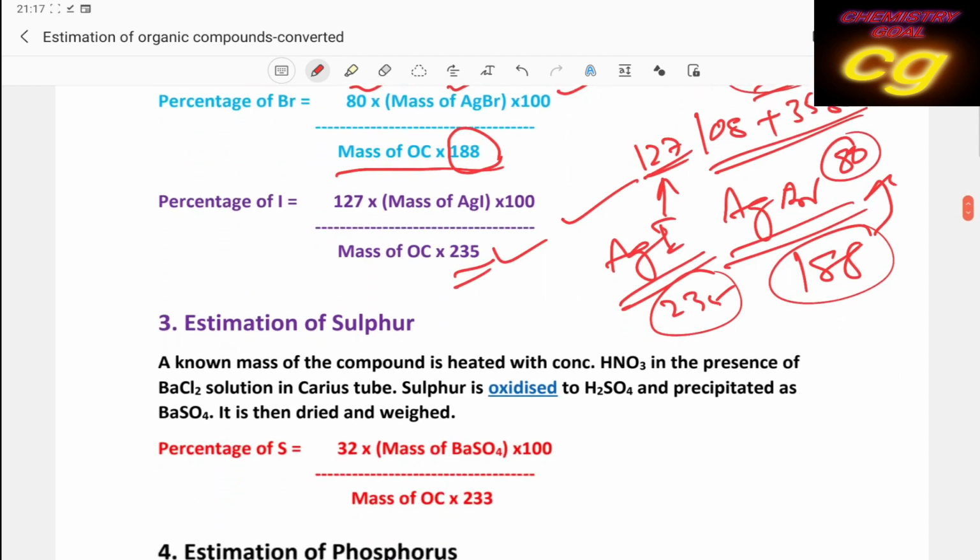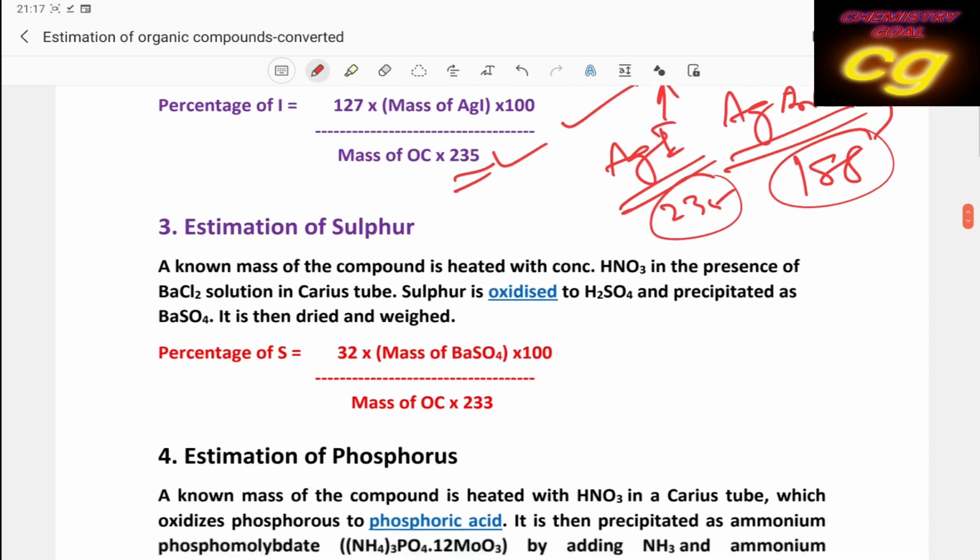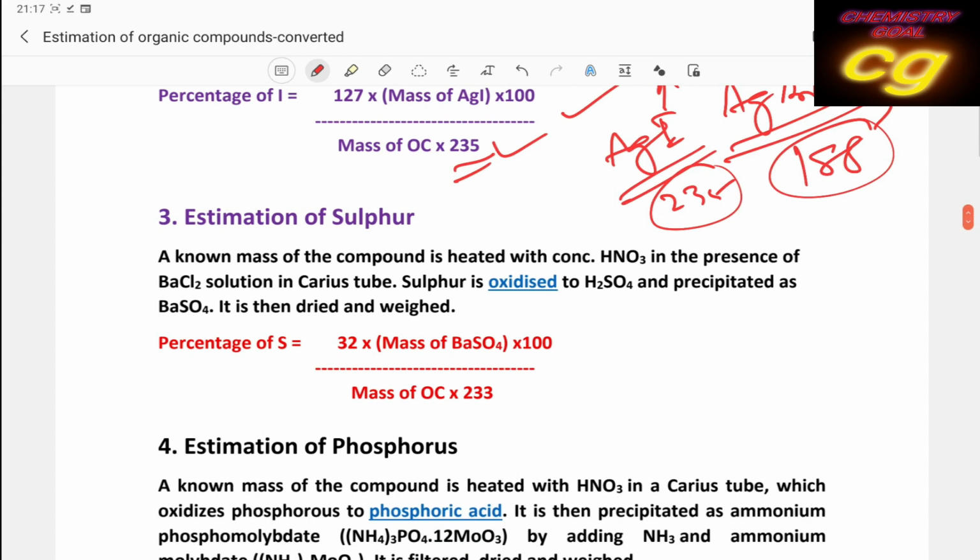Next part is we will discuss the estimation of sulfur. Same as before, the organic compound containing sulfur will be heated in the presence of concentrated nitric acid, because concentrated nitric acid is a very important reagent which oxidizes and decomposes the organic compound into the corresponding compounds of the elements it contains. As it contains sulfur, nitric acid, a very strong oxidizing agent, oxidizes sulfur to sulfuric acid.